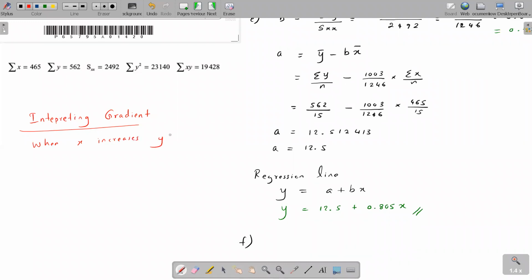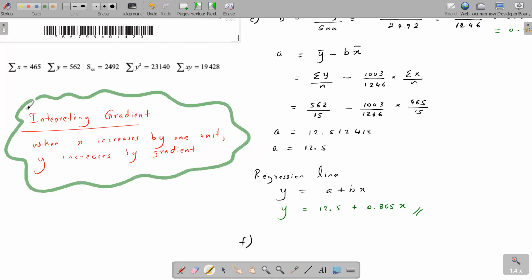y increases or decreases depending on the gradient sign. If your gradient is positive, y increases. If your gradient is negative, y decreases. Now, what kind of gradient do we have, positive or negative? In our equation, it's a positive gradient. So when x increases by 1 unit, y increases by the gradient. This is the basic version; we shouldn't write it like this. You have to put values here.